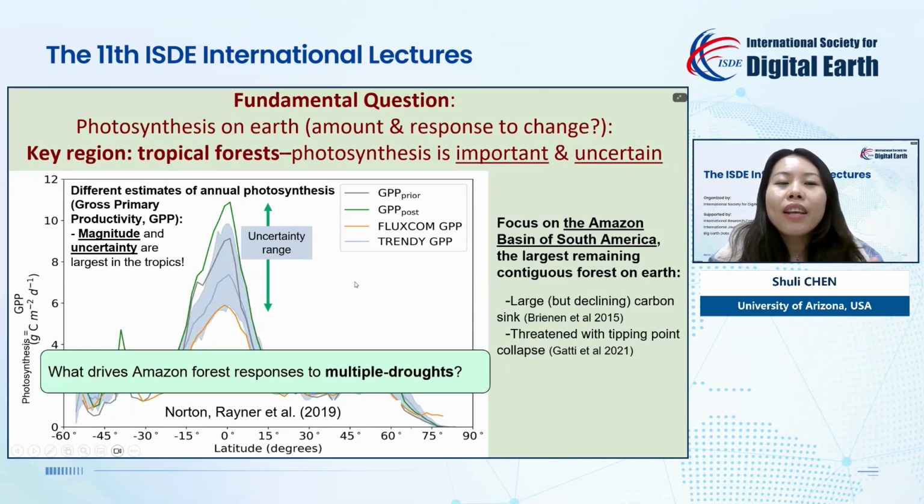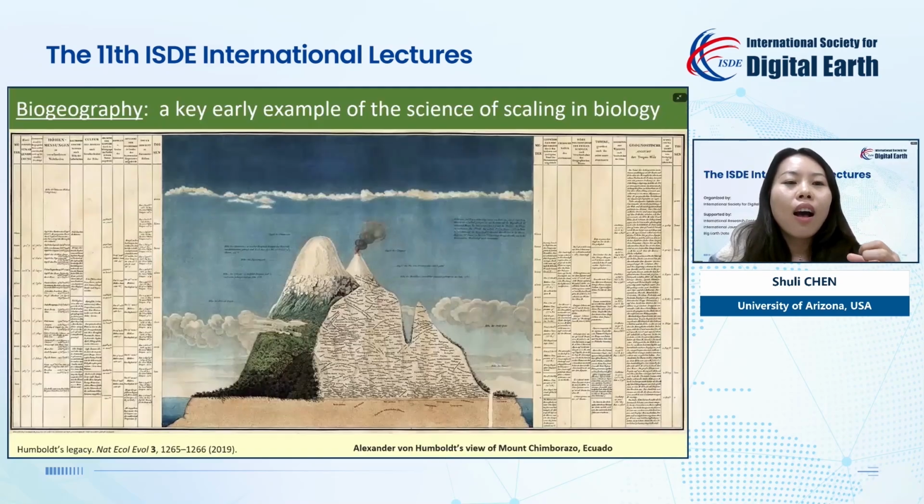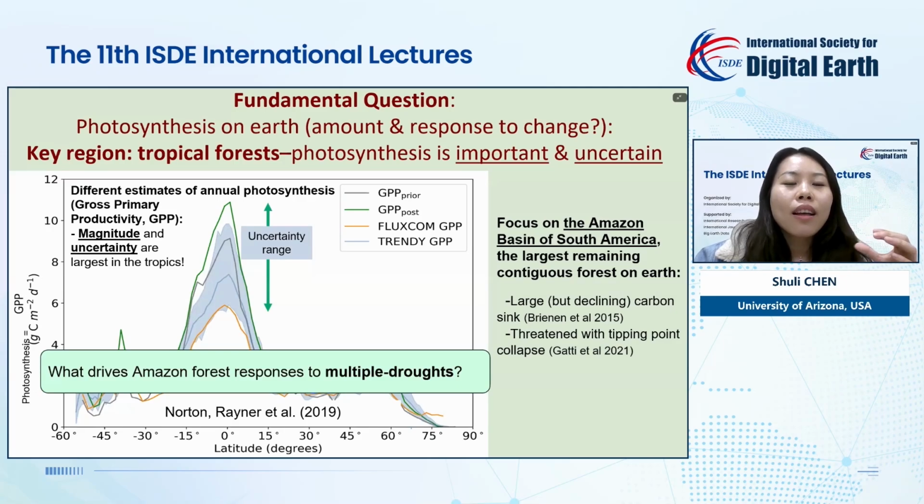And the fundamental question here is, one of the key aspects of the carbon cycle is to quantify photosynthesis and to predict the photosynthesis response to climate change. And the tropical area is the key region where we study photosynthesis and the carbon cycle. This figure shows different estimates of the annual photosynthesis across different latitudes. And you might see the magnitude and the uncertainty are the largest in the tropics.